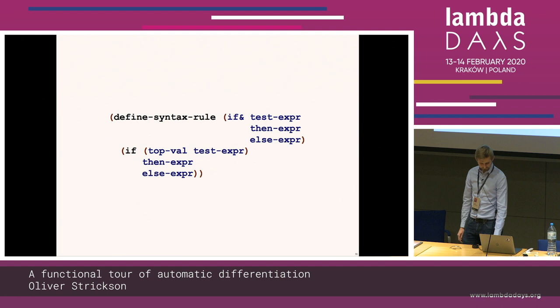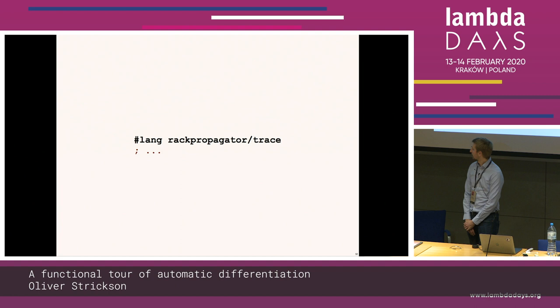Conditional branch is similar. All I have to do is make sure that when I do the test, I actually look at the value of the test expression. Otherwise, it's just a trace. And that's what we saw in this language, rack propagator trace.